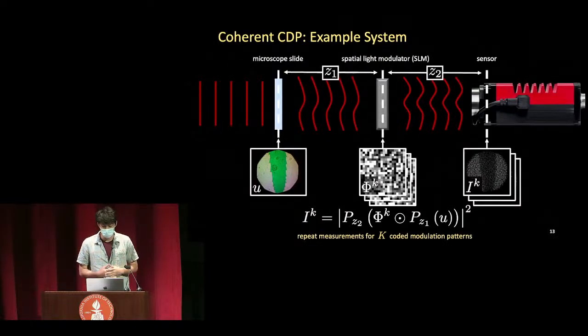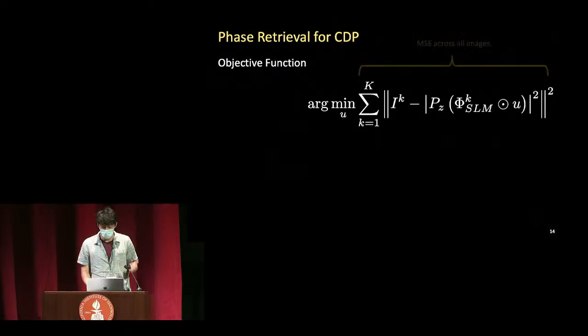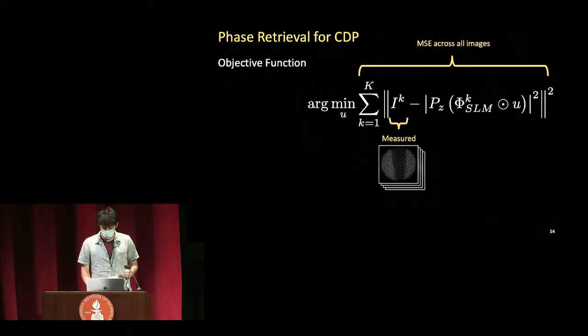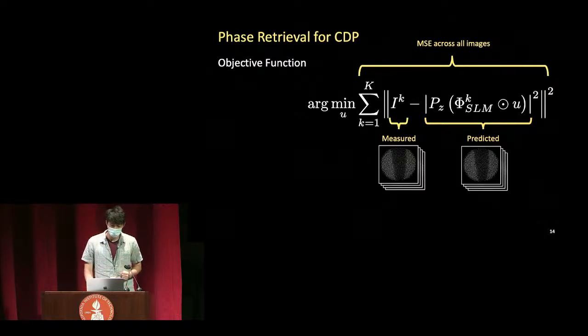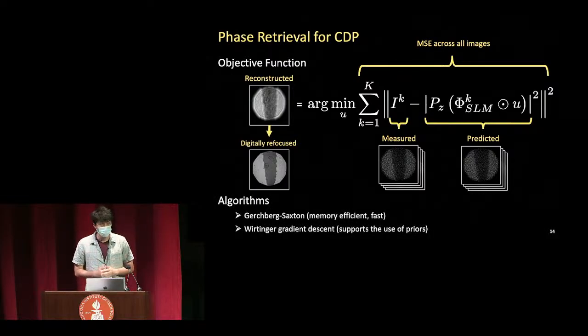Finally, we can repeat this procedure for k different patterns. And given our known image formation model, our goal now is to recover the original field by minimizing the mean squared error between the captured measurements and the measurements predicted by our model. In this work, we reconstruct the field incident on the SLM, which can be digitally refocused to the sample plane as a post-processing step. To solve this objective, we can make use of well-studied optimization procedures, such as the popular Gerchberg-Saxton algorithm, which is both memory efficient and fast, or Wirtinger gradient descent, which supports arbitrary reconstruction priors and can achieve better image quality, but is less efficient.